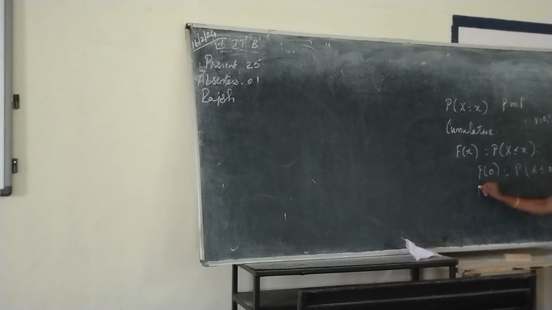Okay, go for x equal to 1, F of 1. What is the definition? X less than or equal to 1: how many values are possible? P of 0 and P of 1, so add them. F of 2: how many values? 3 values, 0, 1, 2. So we add all the 3 values. This is called a distribution. Since it is a discrete case, we are going to add.